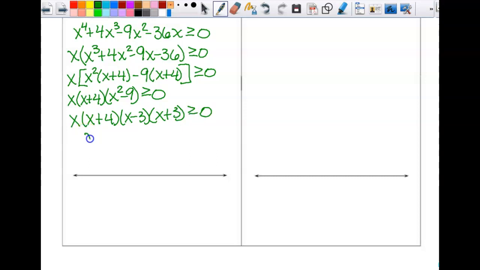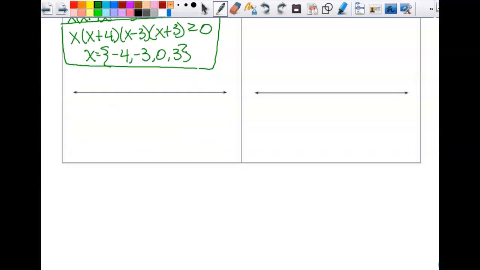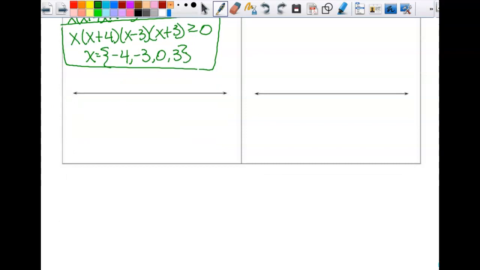From that, I get my zeros. Let's see, my smallest one will be -4, then -3, then 0, then 3. So these are the parts that I look at to help me with my number line. So I will have -4, -3, 0, and 3. Still not super to scale, but I want to leave myself a little bit of room here.